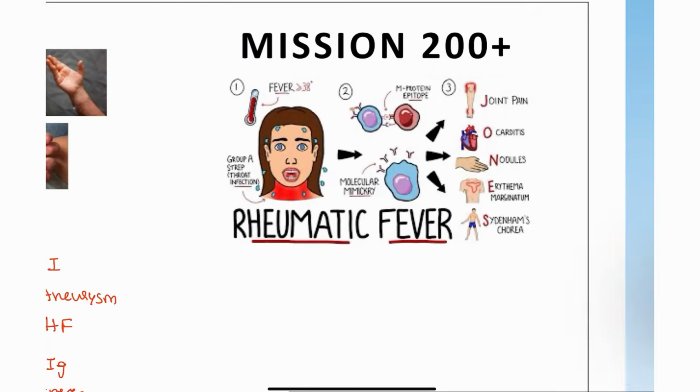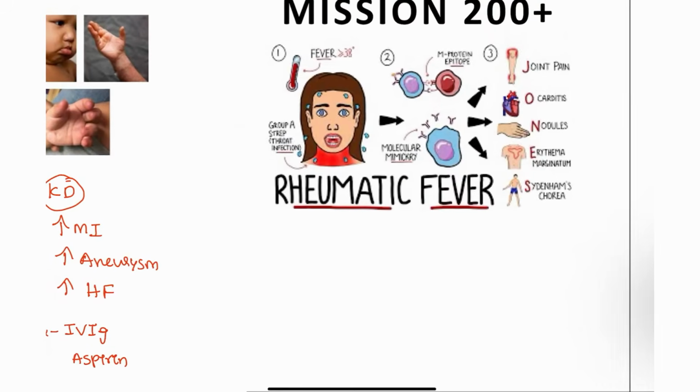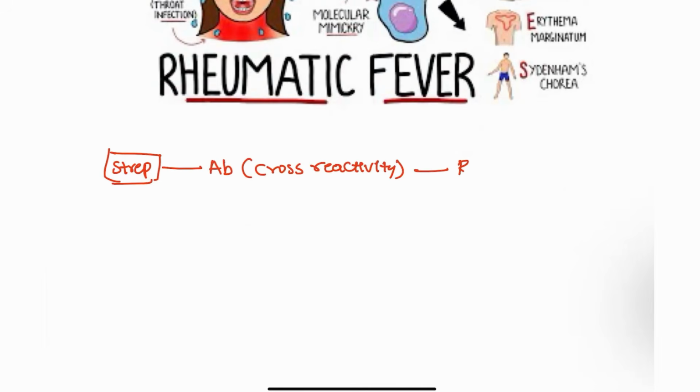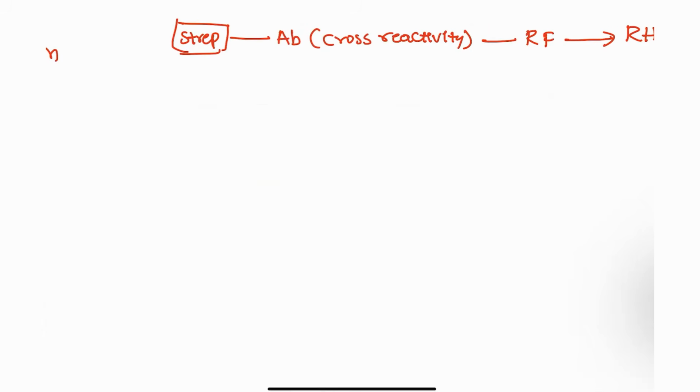Next, moving on to rheumatic fever. What we discussed, guys, is that rheumatic fever is mostly due to strep. This strep infection is going to form antibodies. When these antibodies react, through cross reactivity, it causes rheumatic fever. If this rheumatic fever progresses, it can cause rheumatic heart disease. This cross reactivity, which we also know as molecular mimicry, is going to cause the rheumatic fever.